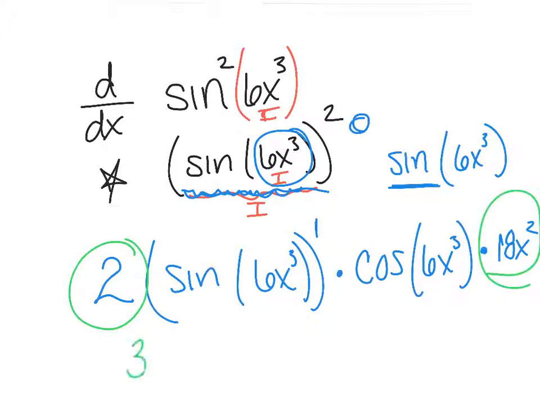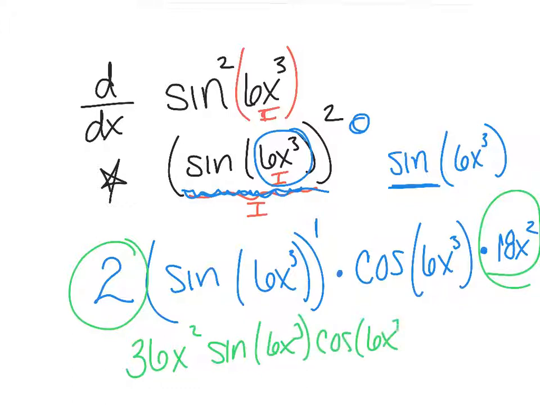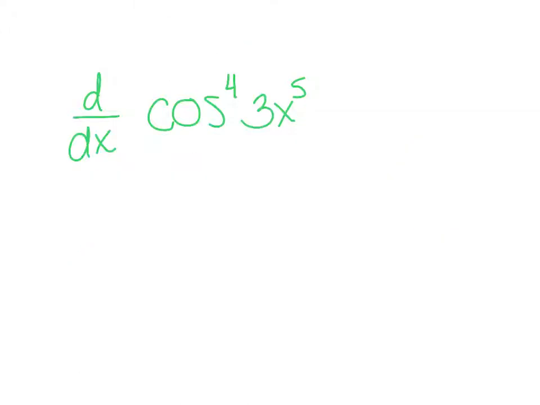So that's 36x squared. And then I'm just going to write down what I have. The sine of 6x cubed and the cosine of 6x cubed. And that is my final answer. All right, so let's try another example.